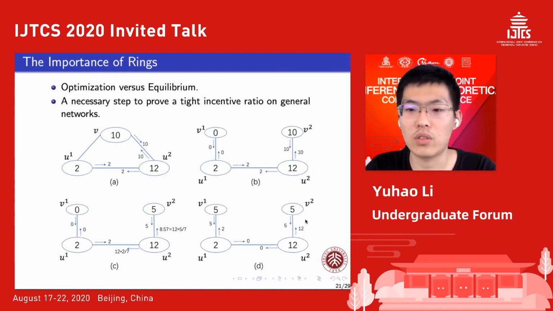And actually, in this example, V1 gets all resources of U1, and V2 gets all resources of U2. This is why the CPU attack works.